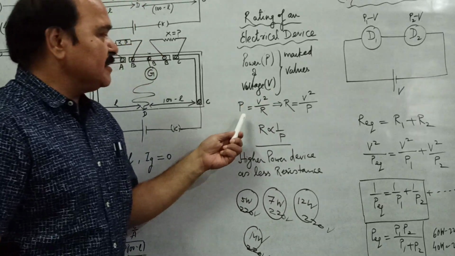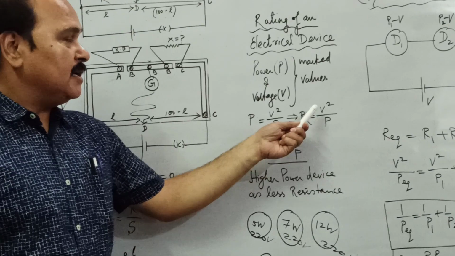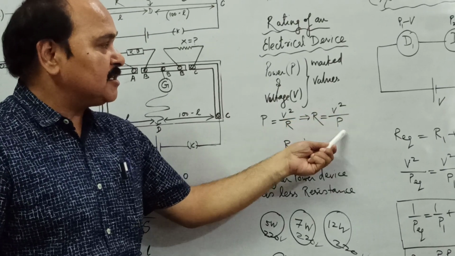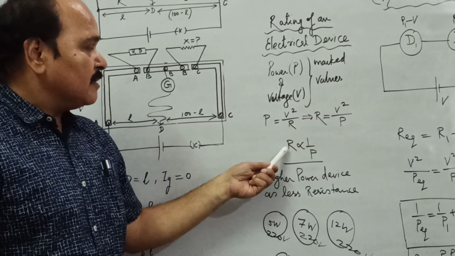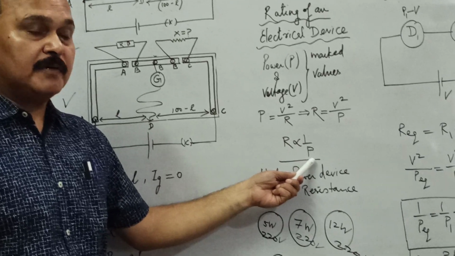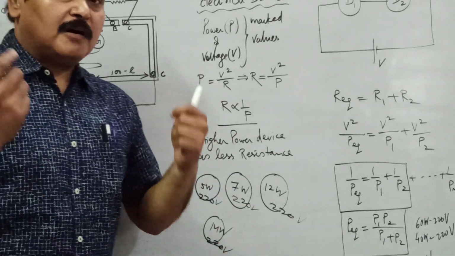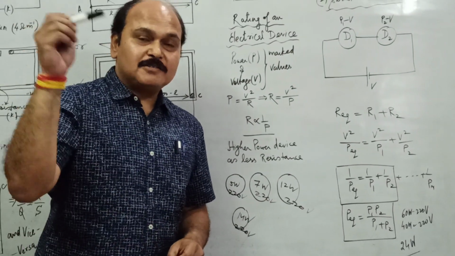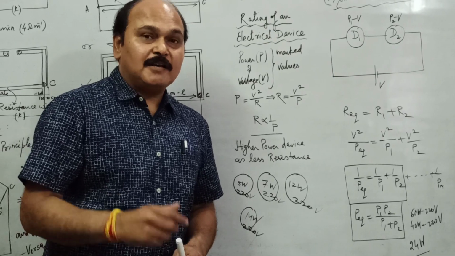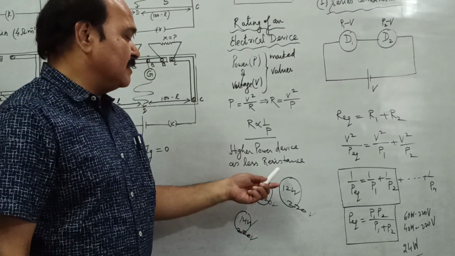Now we know P is equal to V square upon R. So R, the resistance of a device, is what? Its rated voltage square upon its power. So the resistance is inversely proportional to P, the rated power. That means the higher the power of a device, the smaller its resistance, and the smaller the power of a device, the greater its resistance.